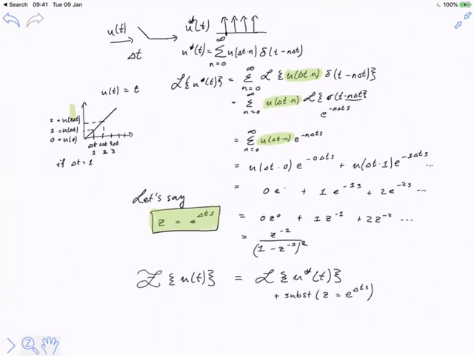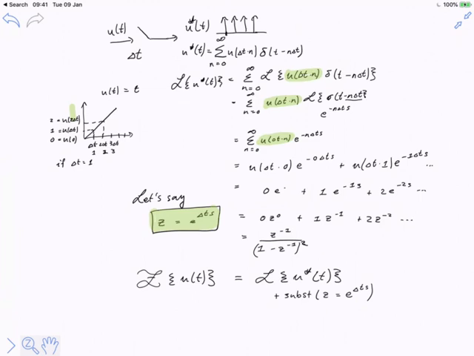I said I had a u of t, I got a u star of t as that sum multiplying the deltas with the values, right? I worked through that Laplace transform, I did the substitution, and now I have the Z transform of u of t. Importantly, this makes no sense if I do not sample. It only makes sense if there is a sampler somewhere. Because if there isn't a sampler and I do the Laplace transform, I won't end up with a whole lot of e to the minus delta t's. And so there will be no place for me to do my Z substitution.